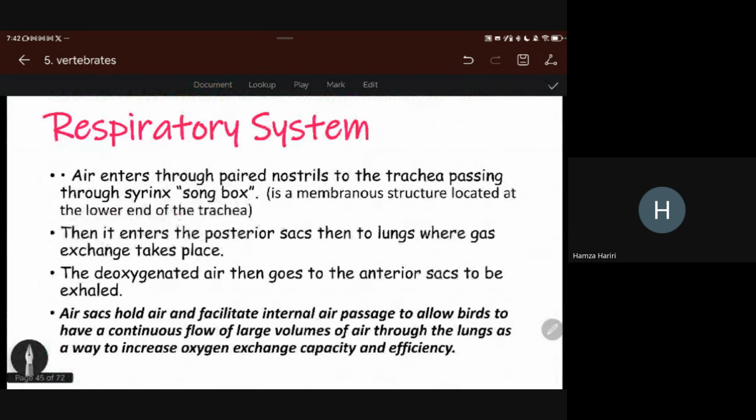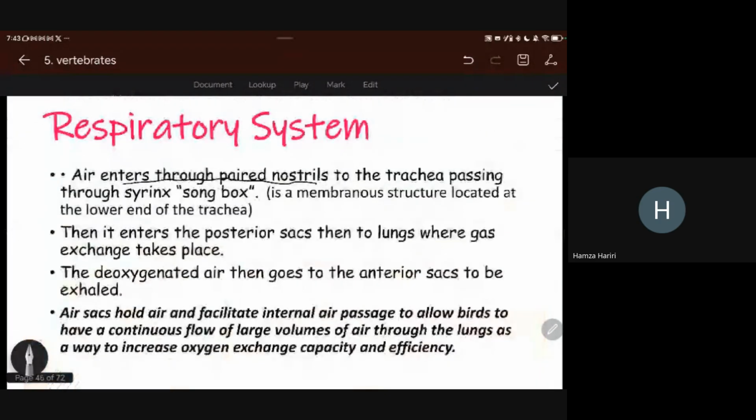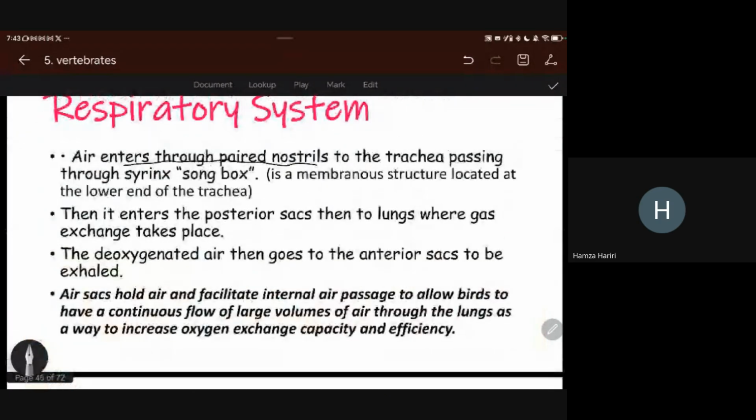Next, we have the respiratory system. Air enters through the paired nostrils, the two holes right here. So the air enters through it to the trachea, passing through the syrinx, which is also called the song box. It is a membranous structure located at the lower end of the trachea.